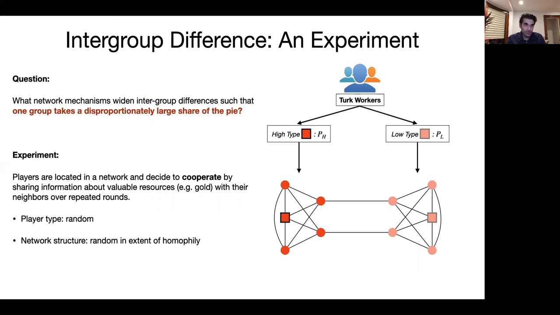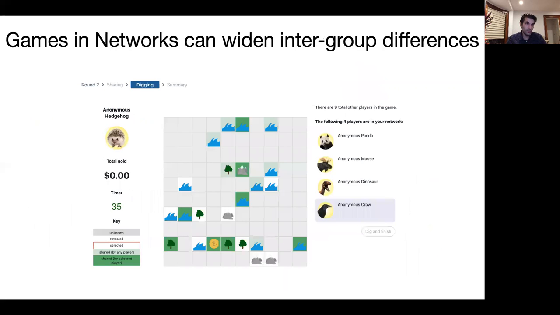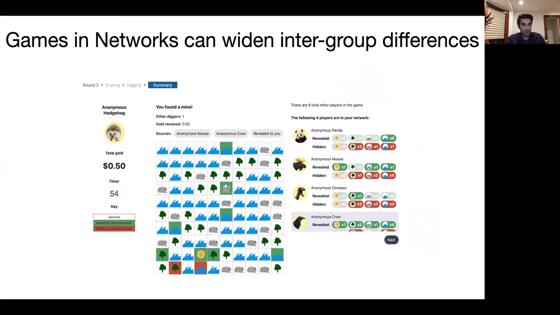They were randomly assigned to a high or low status group and put in random homophilous networks. High-type players had a higher probability of receiving the location of a gold mine in each round. The players could then share and receive this information from their neighbors, as you can see here. They would then dig a location on the map for gold and finally receive a summary of the game outcome and their neighbors' decisions.